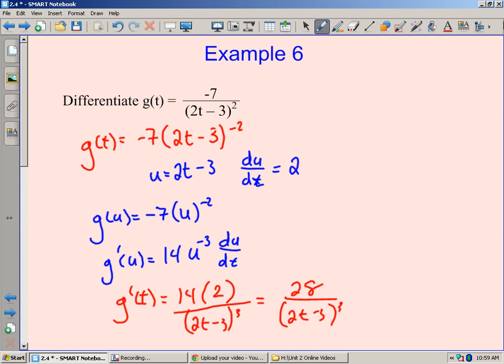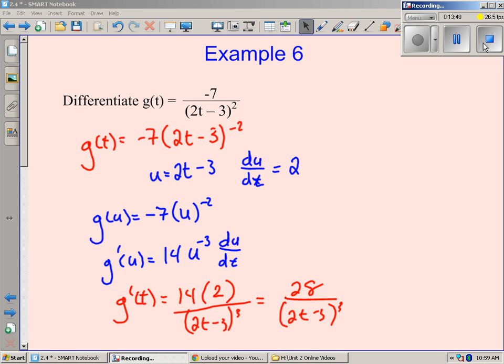So I'm going to stop right here in this section of chain rule. We'll have a part 2 to complete the rest of the examples.